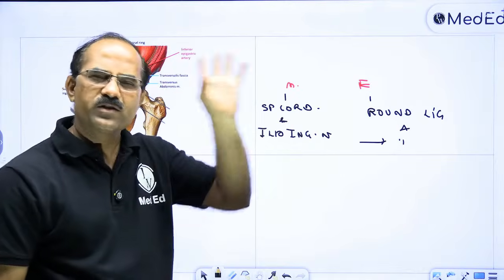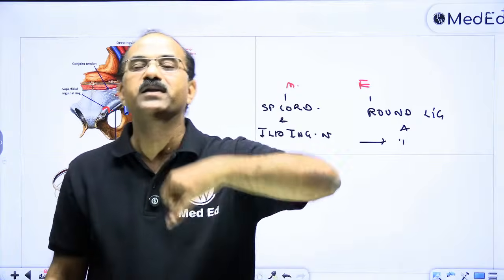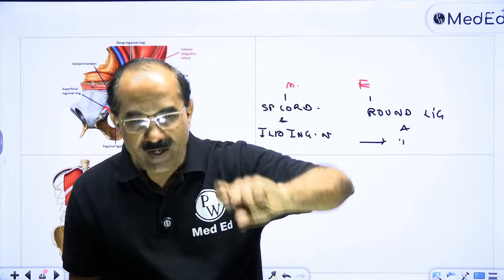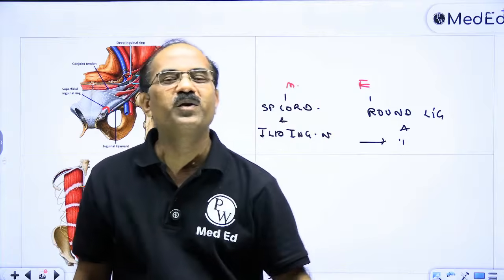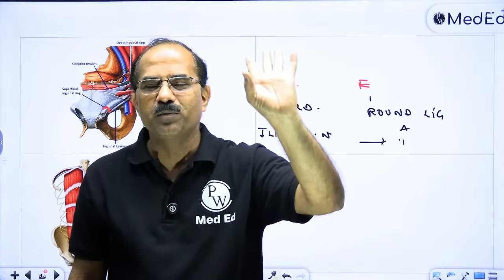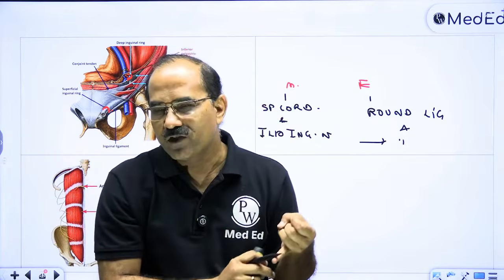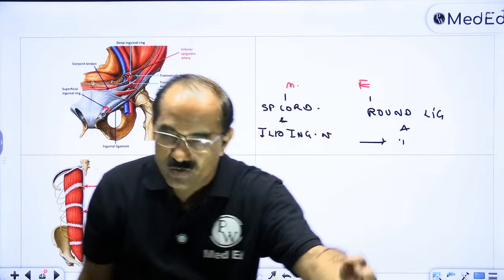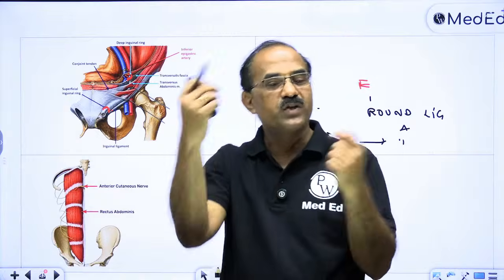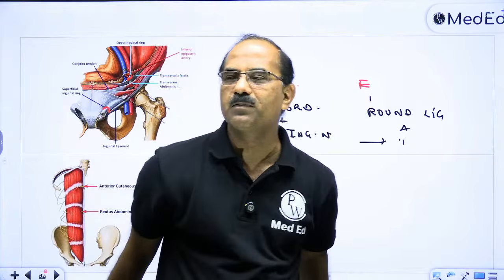Fine. Contents of the spermatic cord, they always ask this. The contents are the vas deferens, the artery to the vas, the testicular artery, the cremasteric artery, the pampiniform plexus of veins, the genital branch of genitofemoral nerve, and the lymphatics from the testis. Remember this, it is very important. All this is tied together; this forms our spermatic cord.